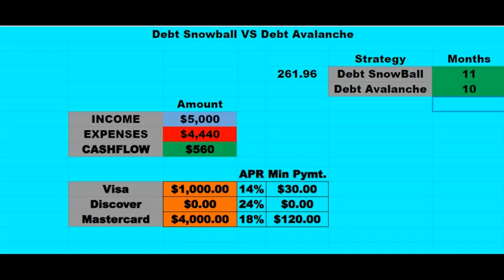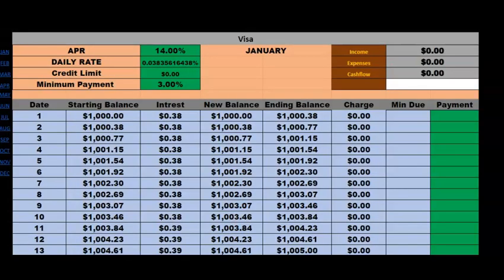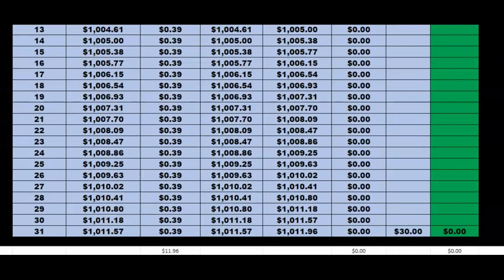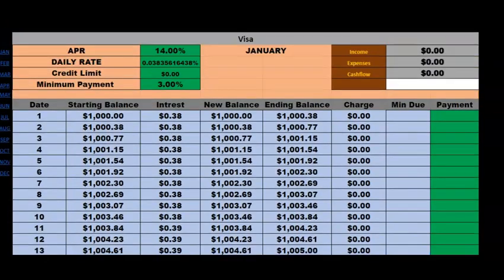We'll no longer have that $120 payment, so expenses will be reduced by $120, which will make our new total $43.20. The new cash flow $680. So we have the Visa card, $1,000 at 14%. So we have our Visa card 14% interest rate at $1,000. Minimum payment is $30 a month, and we're in the month of October.